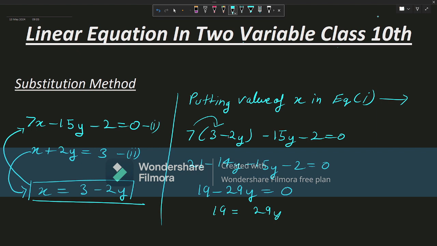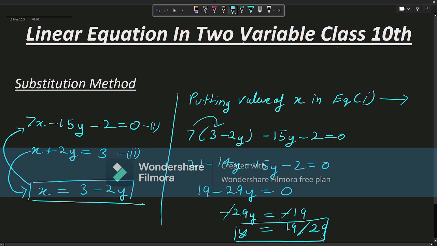Sorry, it won't be like that. First, shift 19 to the other side, so it will be minus 29y is equal to minus 19, so you can cancel the minus sign. Now shift 29 to the other side, that will go in division. So 19 upon 29 will be the value of y that we got.